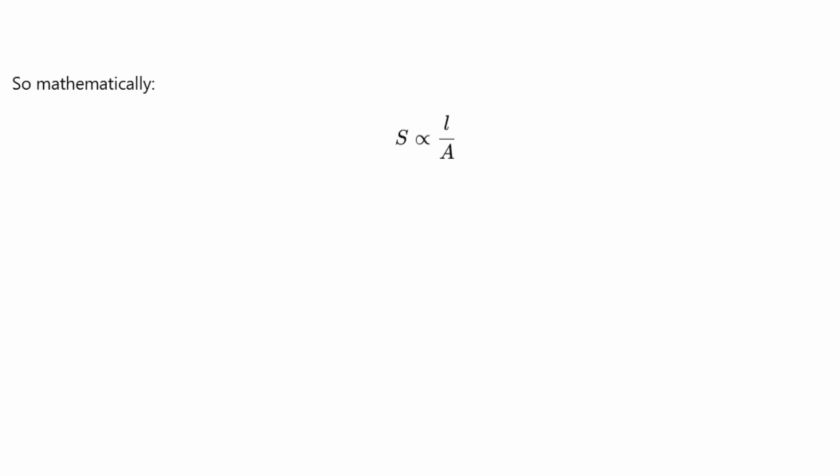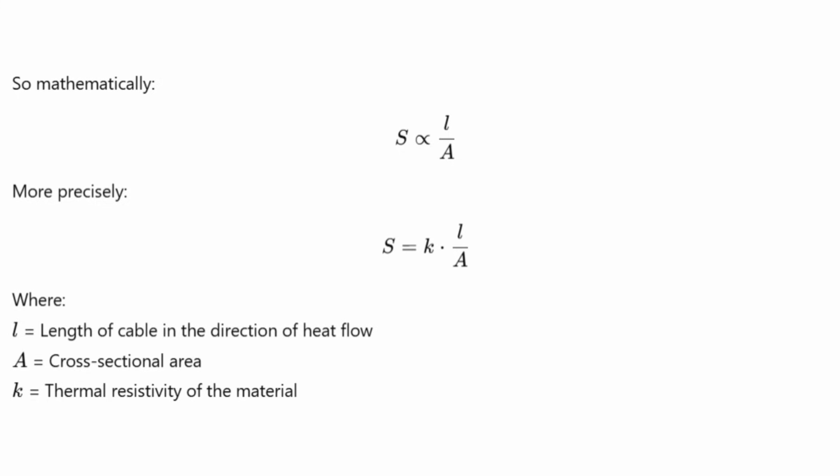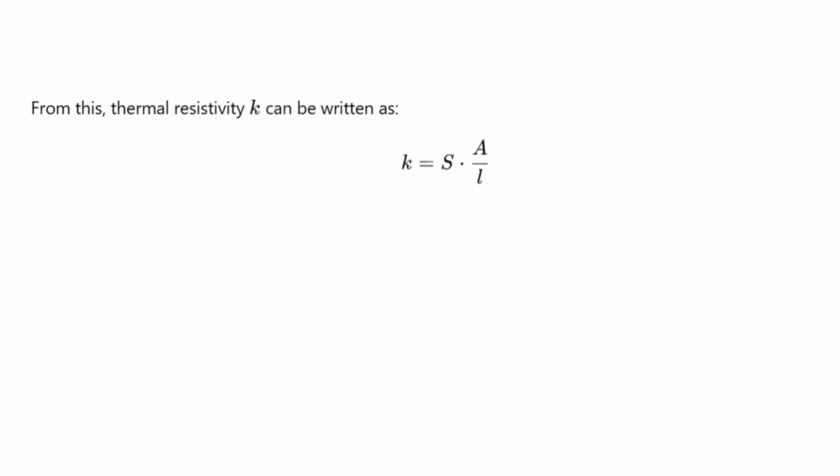We can express this relationship as S is proportional to L divided by A, or more precisely, S equals K multiplied by L divided by A, where L is the length of the cable in the direction of the heat transmission, A is the cross-sectional area of the cable, and K is the thermal resistivity of the material. From this, thermal resistivity K can be written as S multiplied by A divided by L. The unit becomes thermal ohm meter.